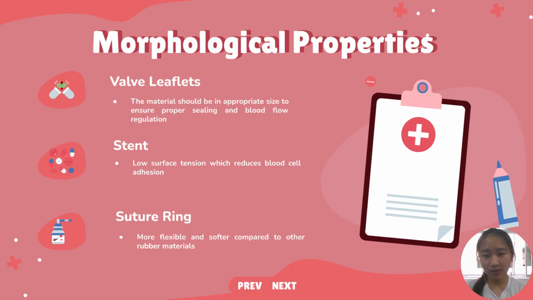The morphological properties for valve leaflets is the material should be in appropriate size to ensure proper sealing and blood flow regulations. While for stent, it must be in low surface tension which reduces blood cell adhesion. While for structural rings, it must be more flexible and softer compared to other rubber materials.